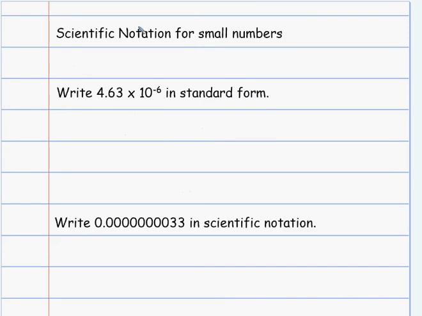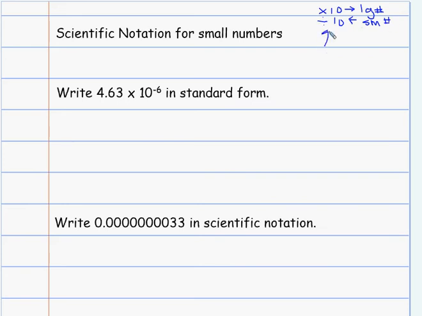Okay, so let's write some numbers in scientific notation. We've done this before for large numbers. The rules are still the same. We need to have one non-zero digit in front of the decimal, and it's going to be times a power of 10. But when we use large numbers, we're making really big numbers, so we're multiplying by a positive power of 10. And now we need to divide by a power of 10 to get a small number.